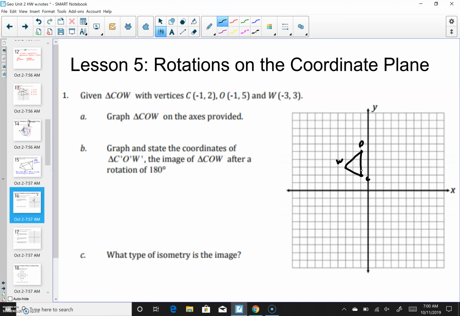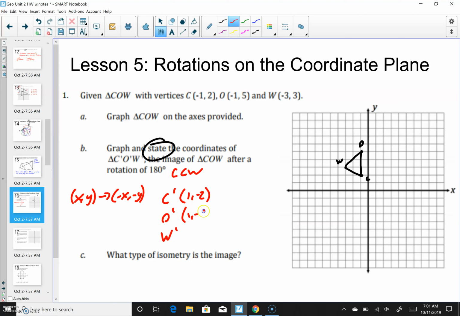Then we want to graph and state, which means we need to write down our coordinates, of C prime, O prime, W prime, the image of triangle COW after a rotation of 180 degrees. Now, it's positive, so we are going to assume it's counterclockwise. We can choose to either follow the rule, which says (x, y) goes to (-x, -y), if you remember that. If you don't, then I would pick up your paper and turn it 2 turns to the left.